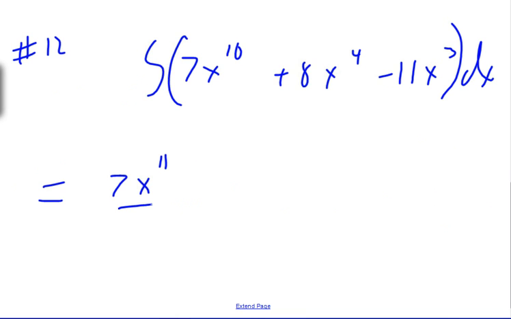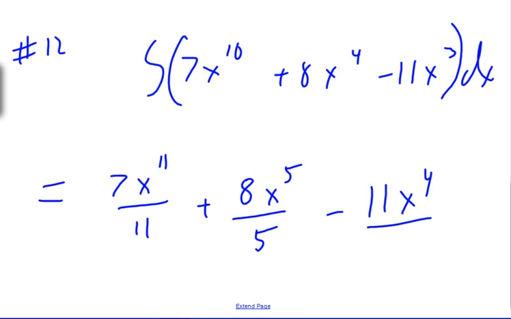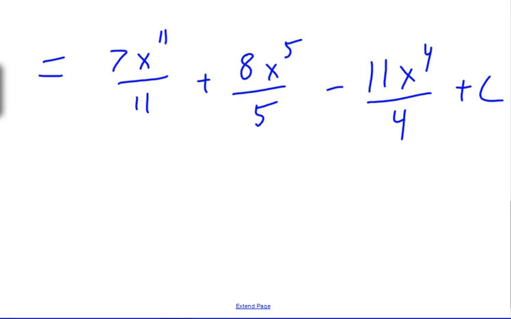7x to the 11th over 11 plus 8x to the 5th over 5 minus 11x to the 4th over 4. There's nothing I can do about it. Plus c, constant of integration. I'm done. I'm only using one line. How could this get any easier than this? I mean, well, I guess I could make it easier.